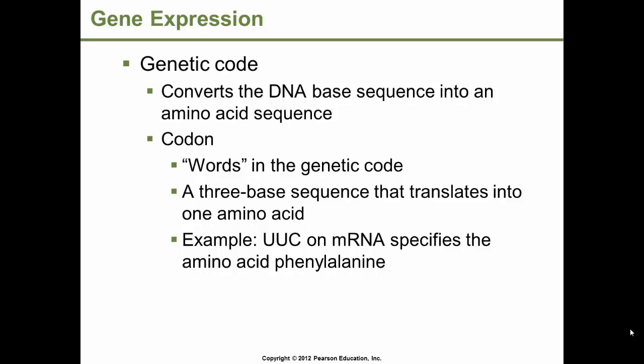Our genetic code is a term that describes converting these DNA-based sequences into an amino acid sequence, in other words, into a protein. Codon is a term, and these are the words in the genetic code. They're going to be in a 3-base sequence, and they're going to translate into one specific amino acid. For example, UUC on the messenger RNA is going to specify the amino acid phenylalanine, which we will see in our amino acid table in a moment.